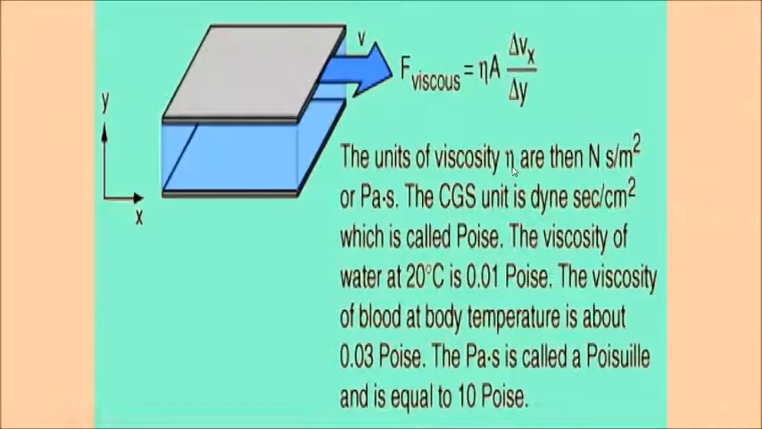The unit of viscosity eta is then Newton second per meter square, or Pascal seconds. The CGS unit is Dyne second per centimeter square, which is otherwise called Poise. The viscosity of water at 20 degrees Celsius is 0.01 Poise, and the viscosity of blood at body temperature is about 0.03 Poise. The Pascal second is called the Poiseuille and is equal to 10 Poise.